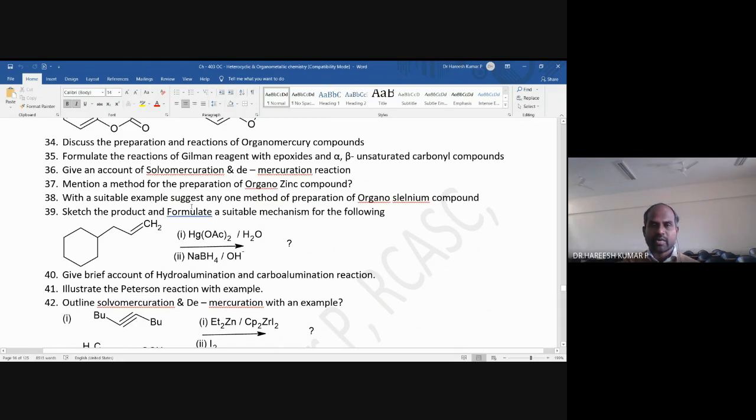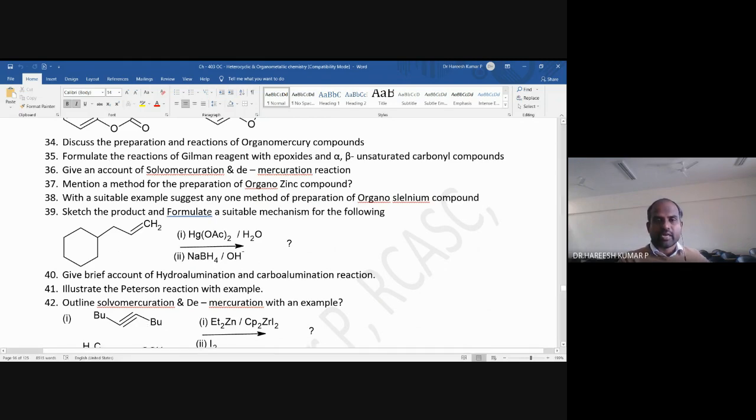Then mention a method for the preparation of organozinc compound. How the organozinc compounds are obtained, that you have to mention. With a suitable example, suggest any one method of preparation of organoselenium. How the organoselenium is obtained, that you have to discuss.